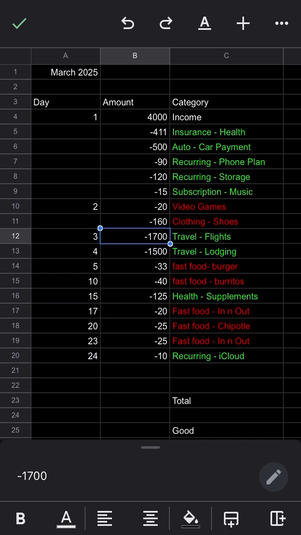So let's go through my March purchases. I know there's a couple days left, but I usually consider the last Friday of the month to be the last day of the month for me personally. All right. So March 2025, all you're going to have is three categories: day, amount, and the type.